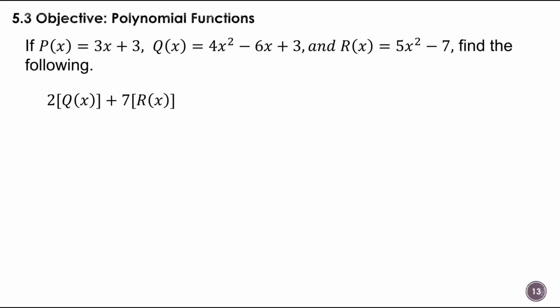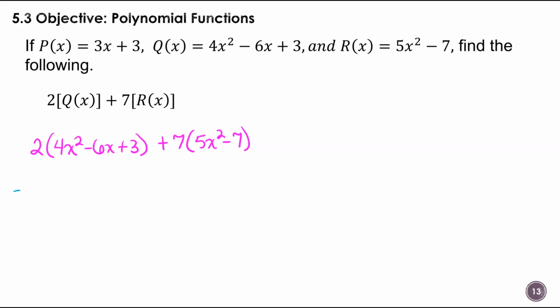Okay, so notice that we have 2 times q of x and 7 times r of x. So we will have to multiply, and then we'll combine the functions after the multiplication. So first, let's just write this out. We're going to have 2 times the q function of 4x squared minus 6x plus 3, plus 7 times the r function, which is 5x squared minus 7.